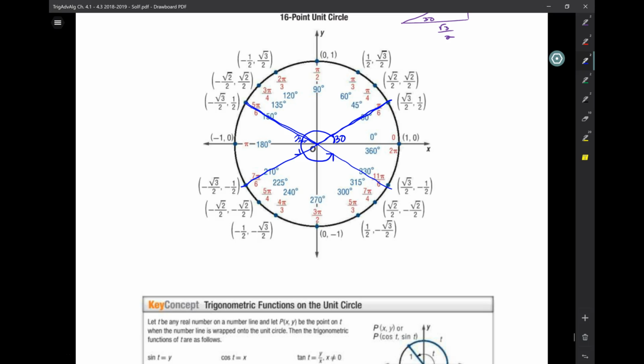Okay. Now look, students usually can get those, but it's the radian that we have more difficulty with. Okay. 30 degrees, that's pi over 6. All the ones that were 30 with pi over 6. Look at that.